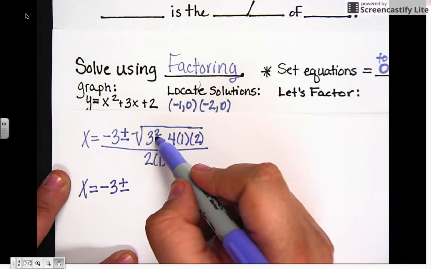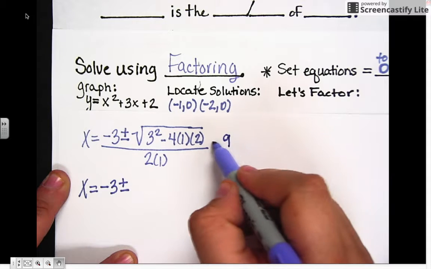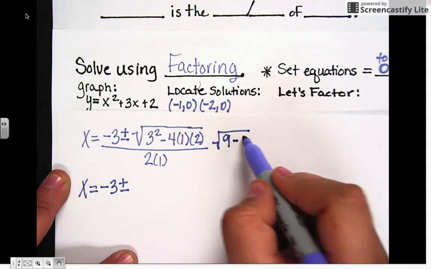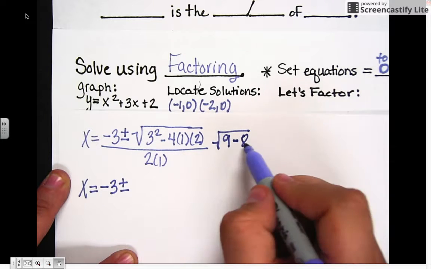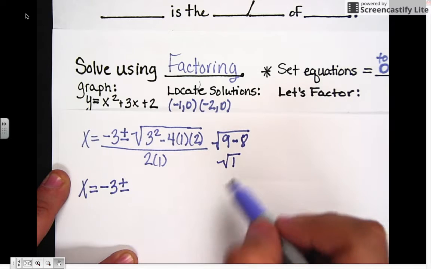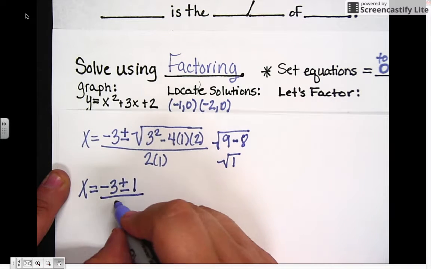That's going to give us 3 squared is 9. So I'm going to write that over here. So that's 9. So the square root of 9. And then -4 times 2 is going to be -8. So the square root of 9 minus 8 is the square root of 1. So the square root of 1 is 1, all divided by 2.